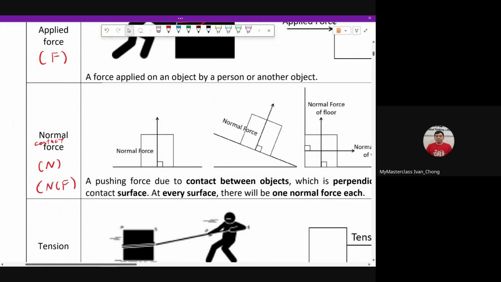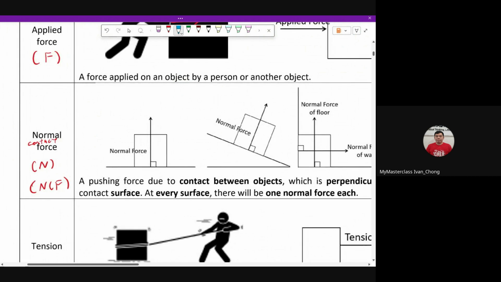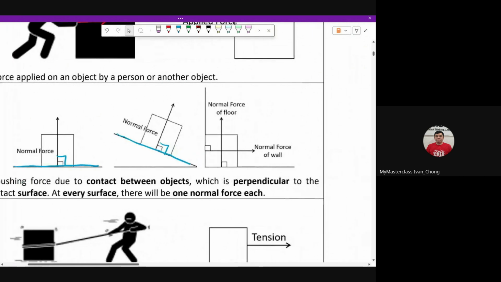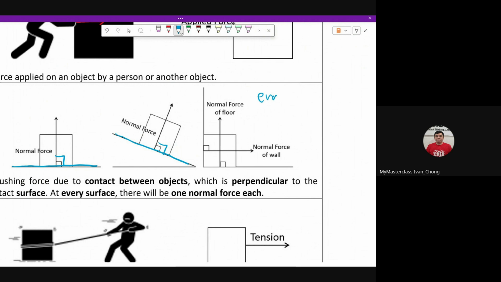So what exactly is a normal force? Your normal force is a bit special. It is always 90 degrees to the surface. You can see your surface is over here, so your normal force will be 90 degrees, over here 90 degrees. So for every contact surface area, there is a normal contact force.